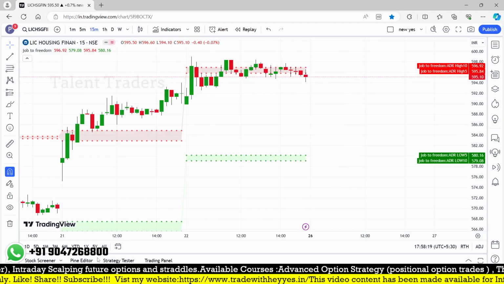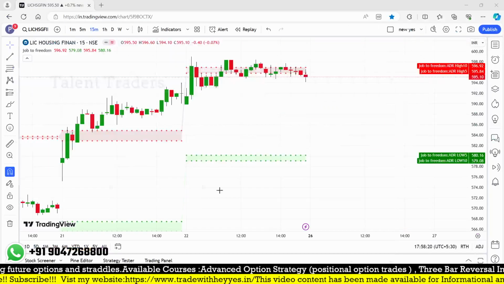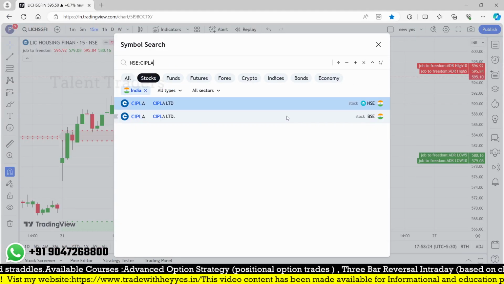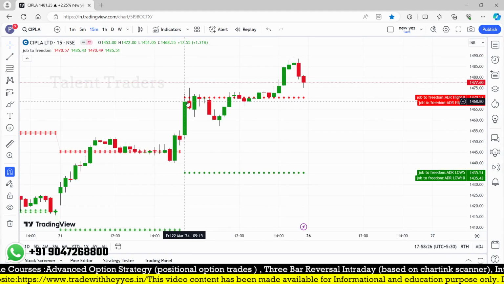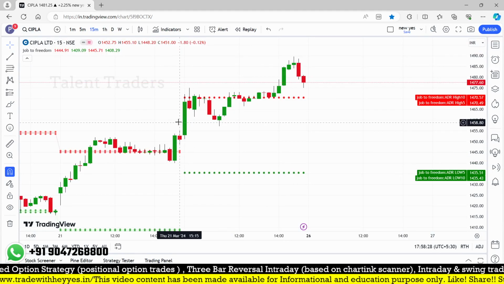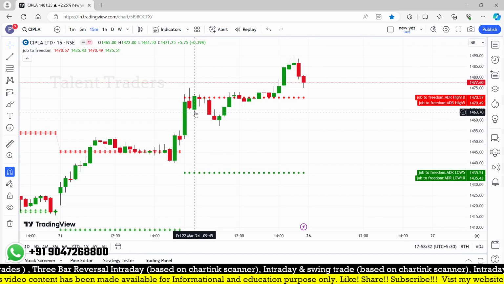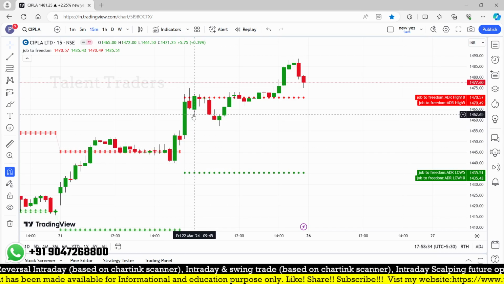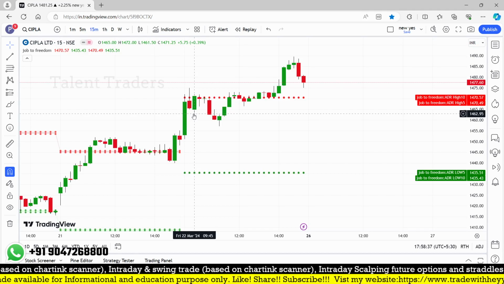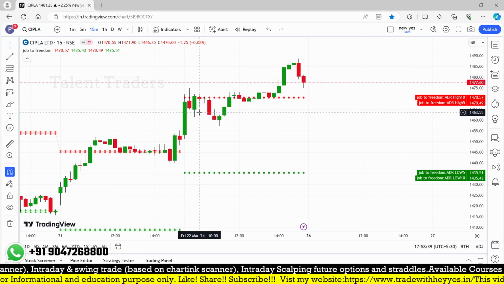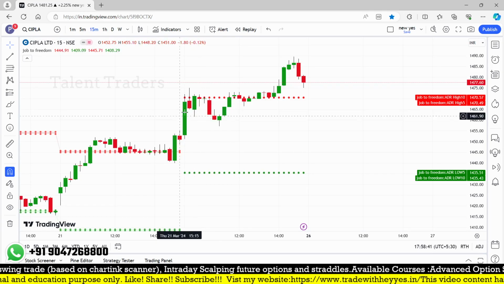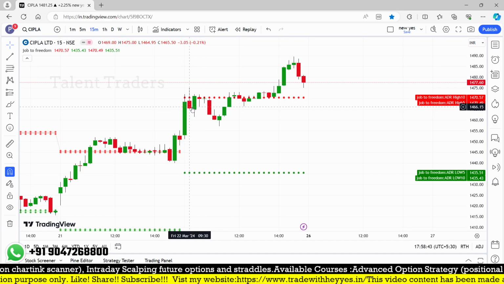And the second 15 minutes, that means the third 15 minutes, Cipla came. Let me check what is happening on Cipla. Here is the candle, the third candle. What is happening here? First, second, third. Here you can look at this. This is the third candle where it is closed above the ADR. The high is 1472, sorry, 1471.90.